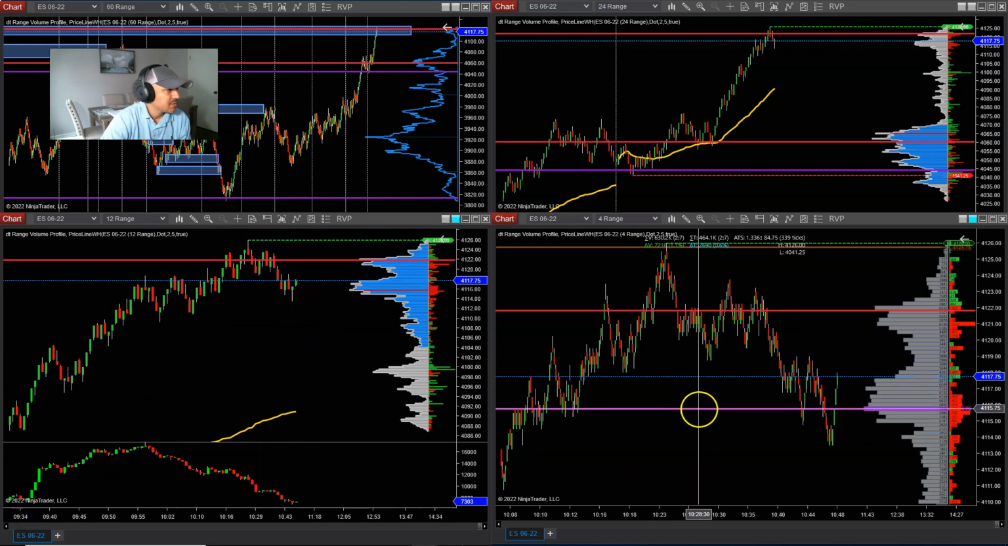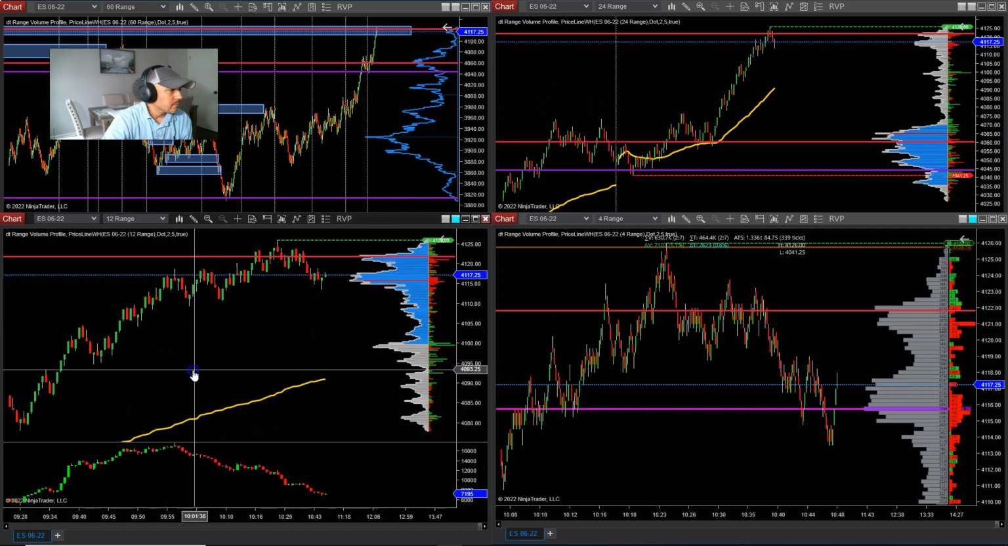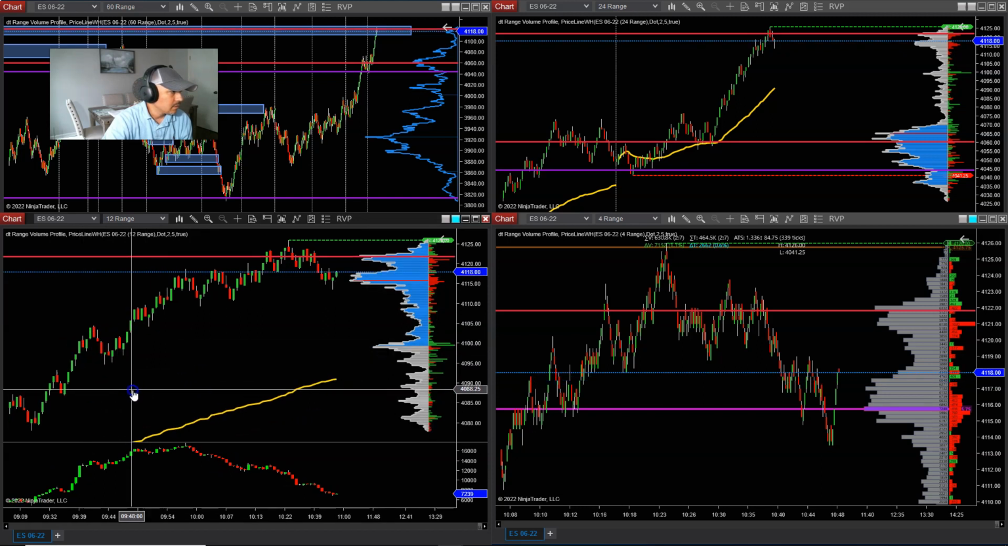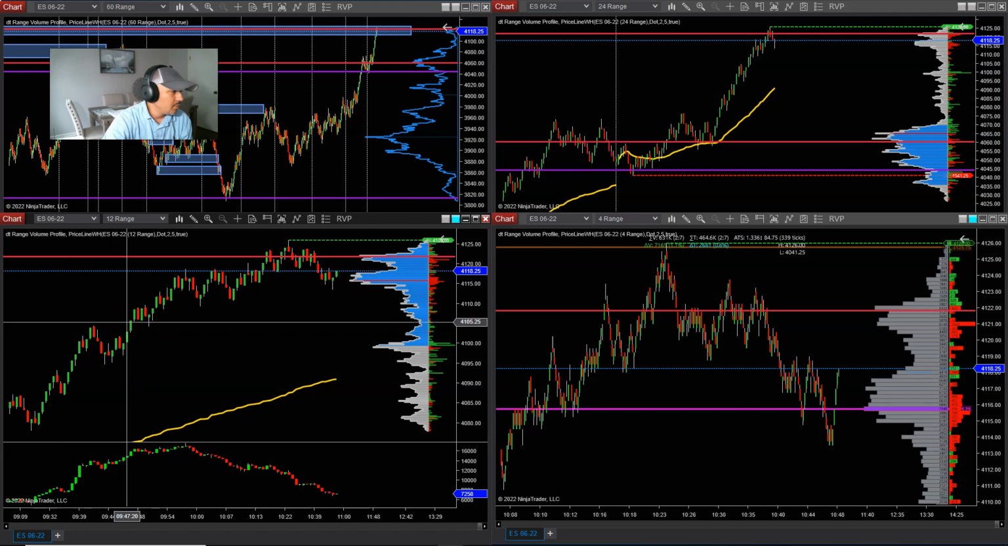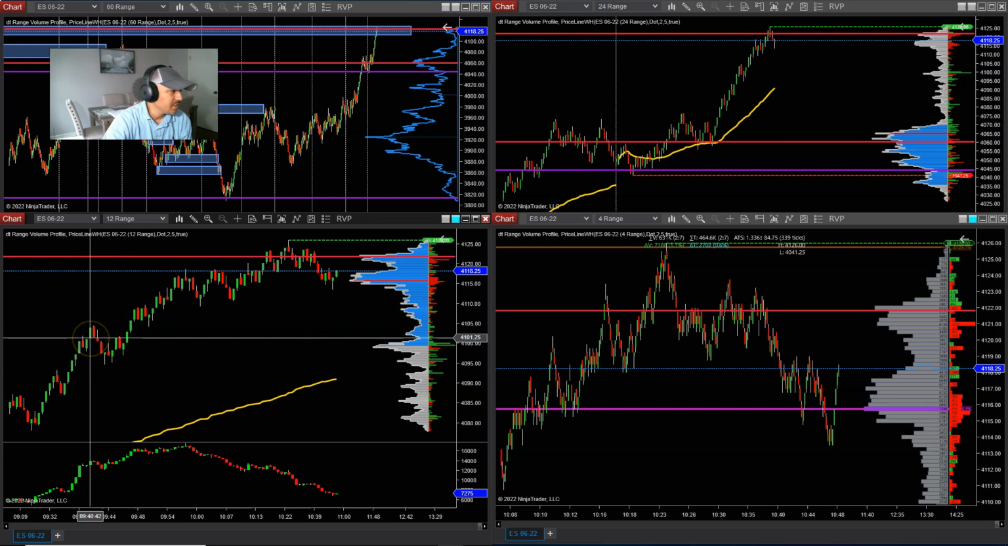Price is pulling back, it's bouncing off the VPOC again. You can see on the 4 range. Not sure if I'll take too many trades today. Just trying to get a little content here for you guys, and I'm not sure what the market's going to do. Trying to see where the market opened up and pushed higher, to see if there were any entries.